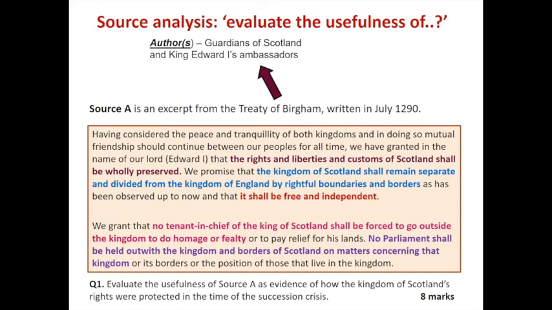So in this case, here we go. When it comes to the author, we're going to write down who made that treaty. So it was the Guardians of Scotland and Edward I's ambassadors. Now at this point, just bear in mind, we are just annotating, we're taking notes around the source, we're not writing up a full answer.